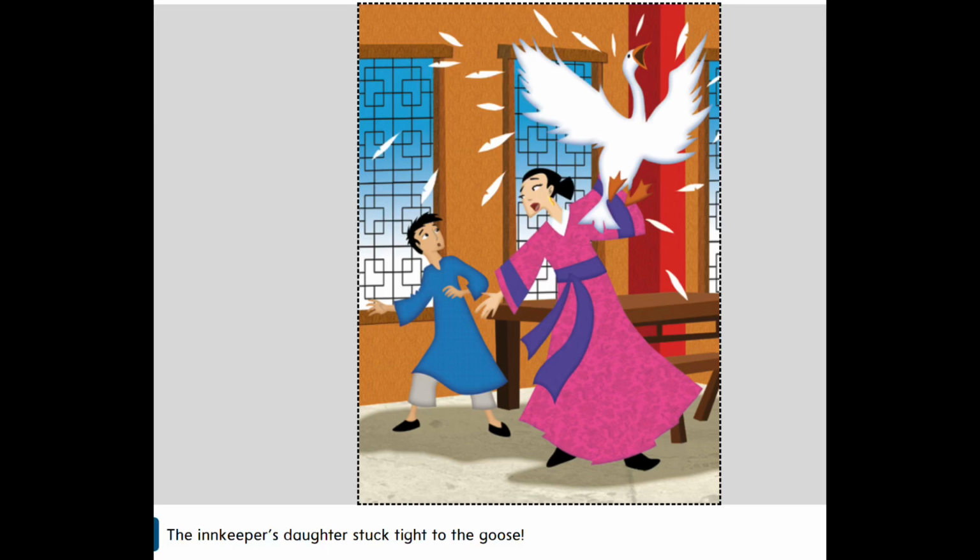Wei took the golden goose to the inn. When the innkeeper's daughter saw it, she reached out to touch its feathers and stuck tight to the goose. Her sister tried to pull her away, but found she was stuck to her sister. The goose squawked and sisters howled.